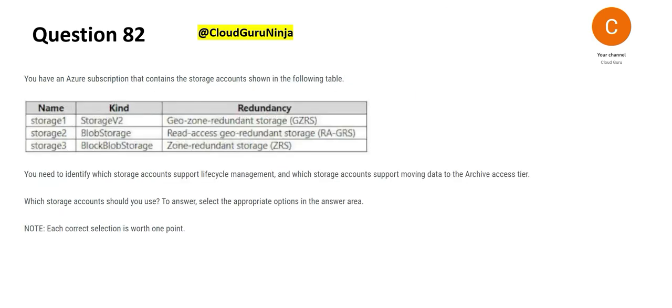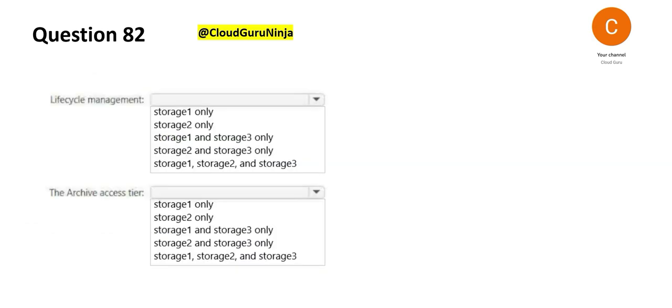You can put in your comment. Let us look at this next question. You have three storage accounts, storage 1, 2, and 3. And this is very important. They are GZRS, GRS, and ZRS. So what is happening is you have two things here. You have to support lifecycle management and you have to support the archive access tier. So the question is saying, first, for lifecycle management, what will be supported? All three storage, just one, just two, just three. Similarly for the archive access tier, what will be supported?